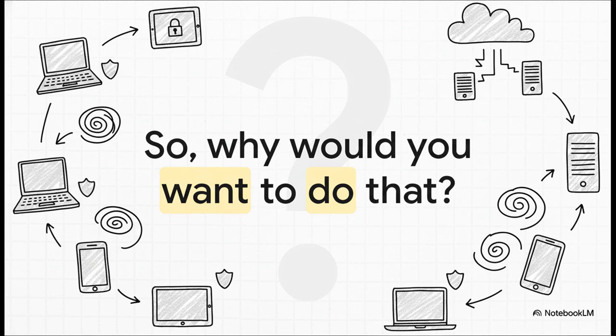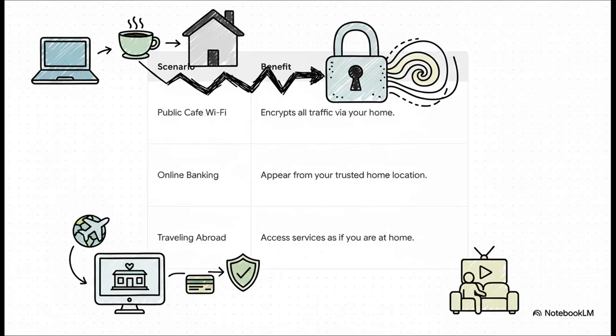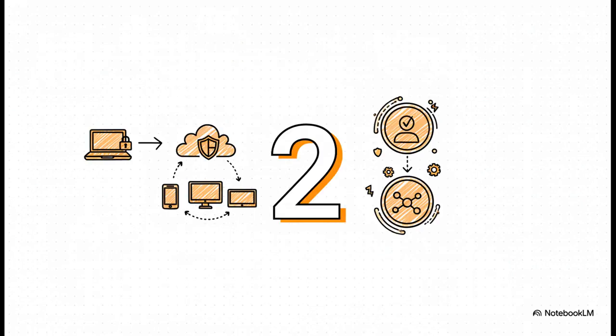Okay, so why would you ever want to do that? When does routing all your internet traffic through one of your own machines become like a killer feature? Well, here are some perfect examples. Let's say you're on public Wi-Fi at a cafe. You can route all your traffic through your home computer, which encrypts everything and keeps it totally private. Or maybe you're doing some online banking. You look like you're coming from your trusted home network, not some random coffee shop. And if you're traveling overseas, you can access websites and streaming services just like you were sitting on your couch back home.